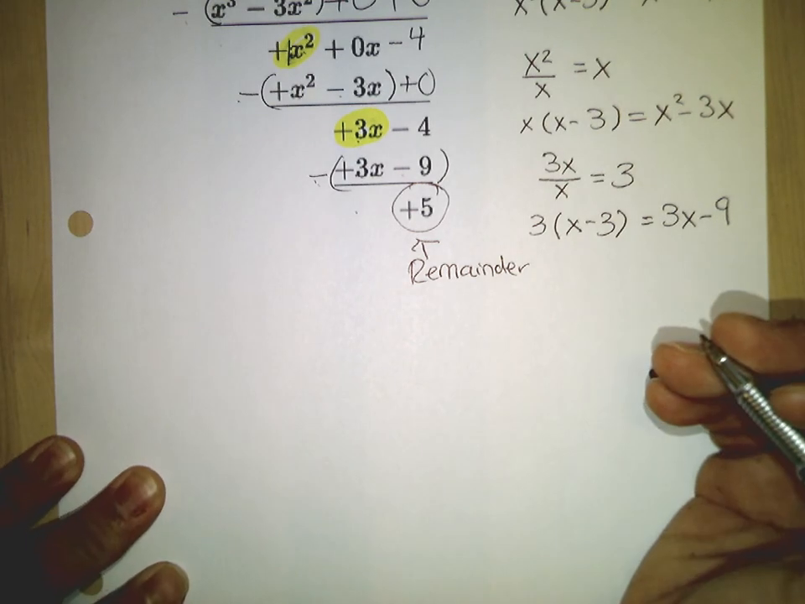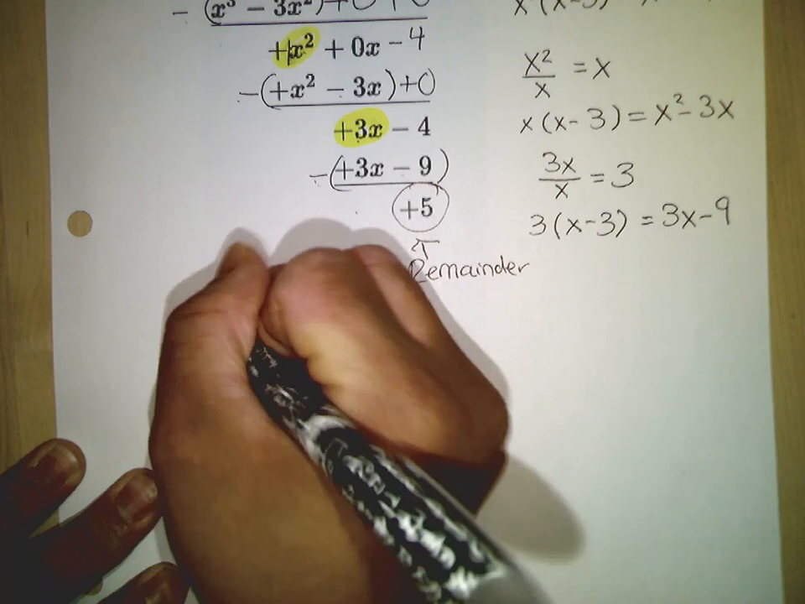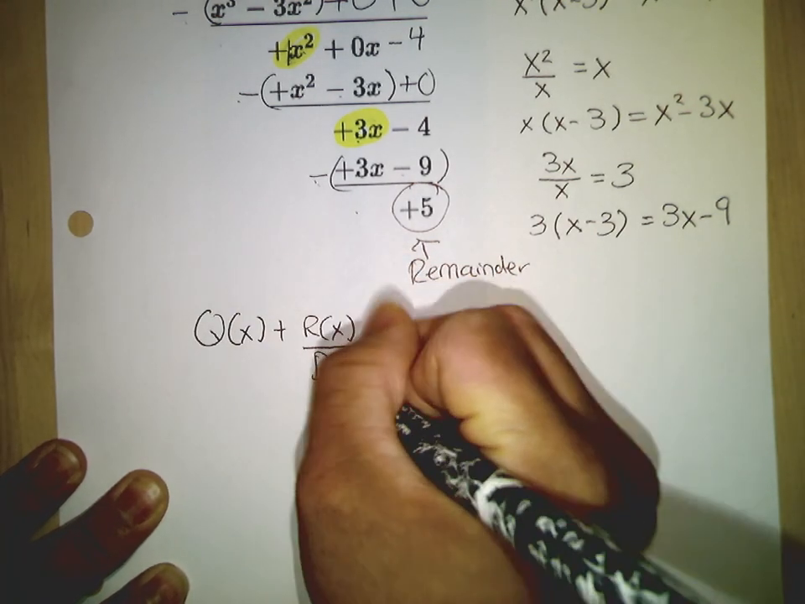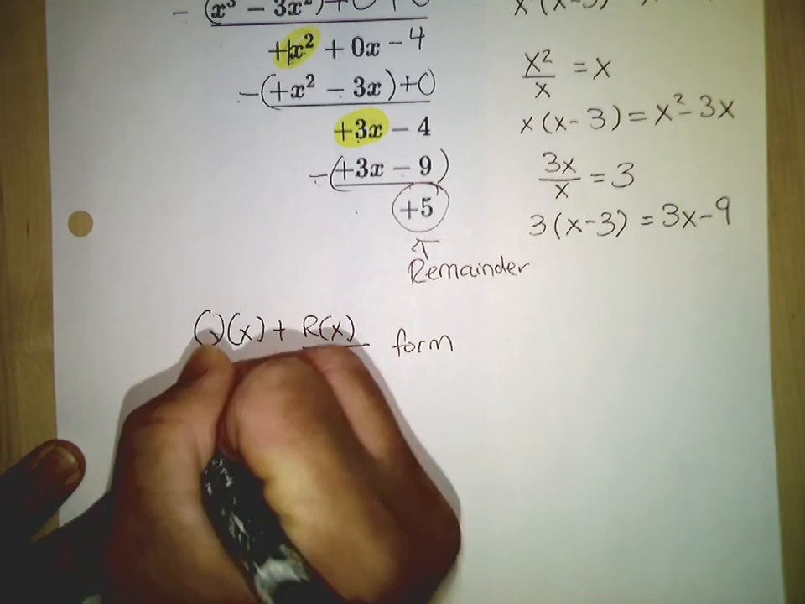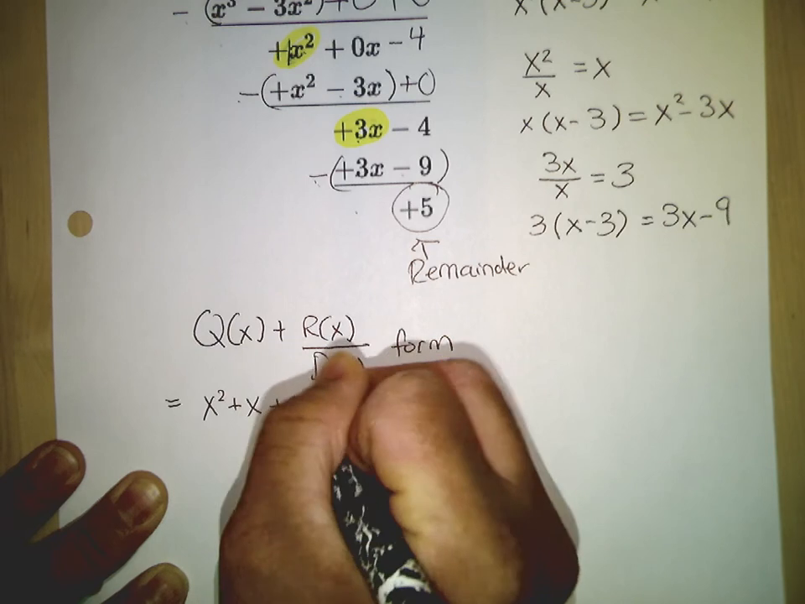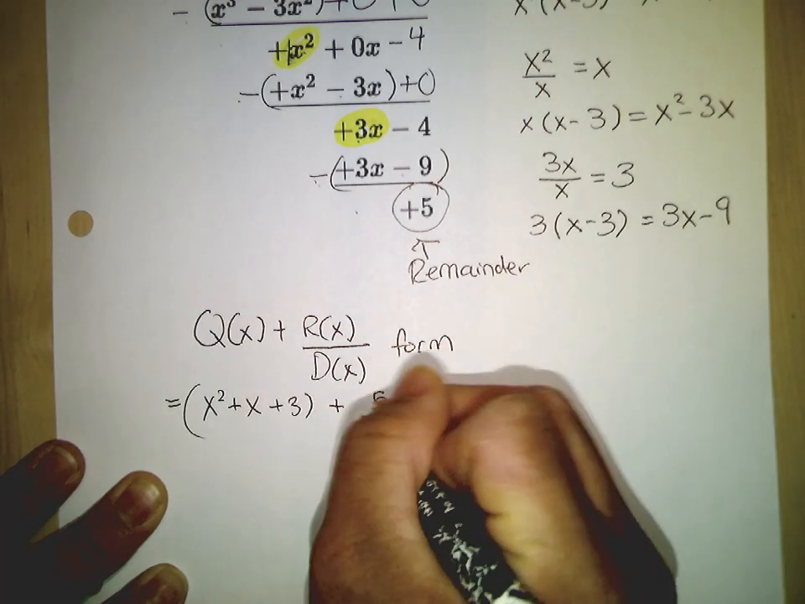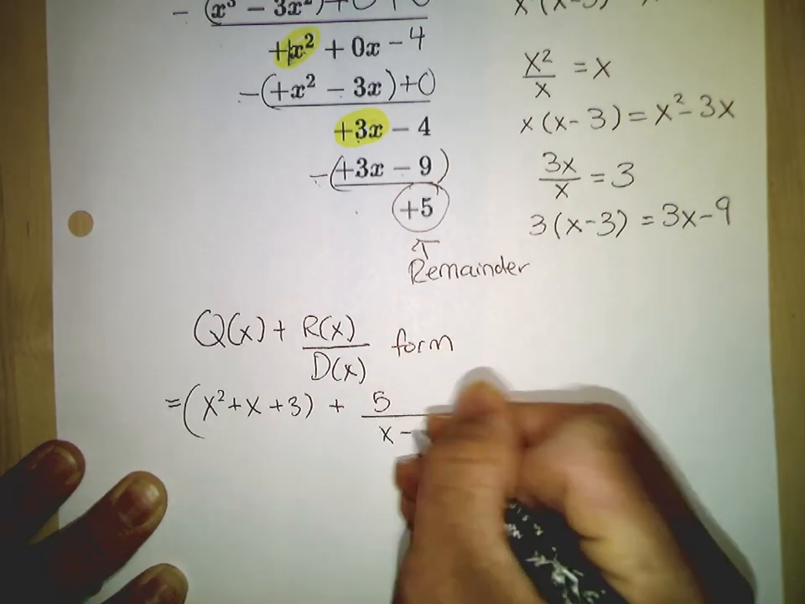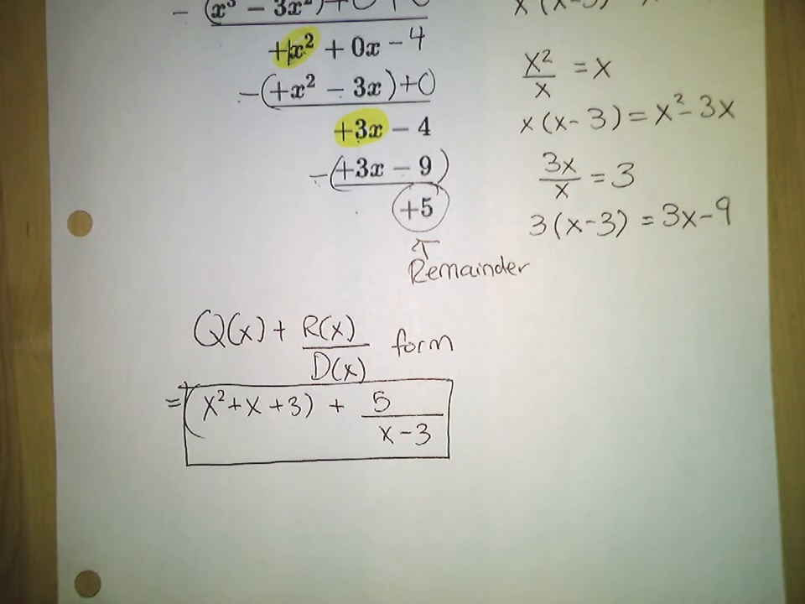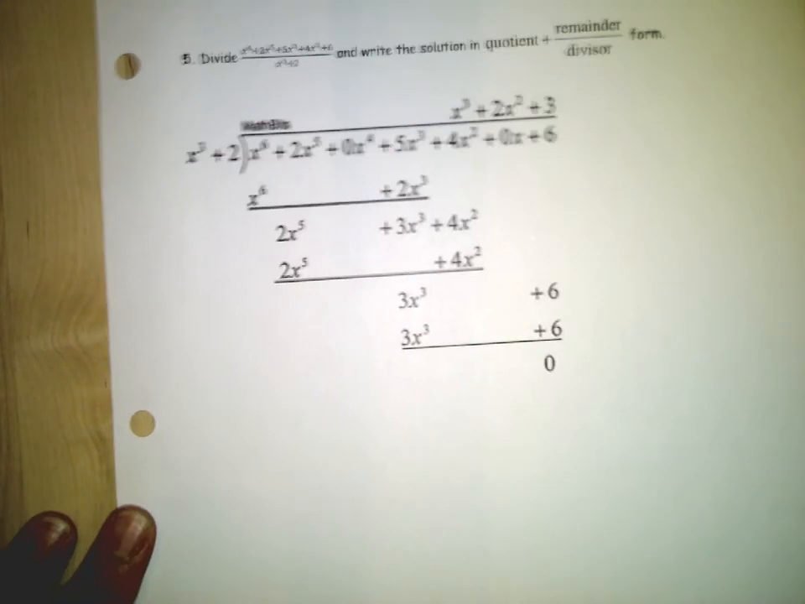But in any case, if we wanted to write this in the quotient q of x plus remainder r of x over divisor d of x form, then the q of x would be x squared plus x plus 3 plus the remainder 5 over the divisor x minus 3. There you go. So that is the form that was requested for this example here. So now let's try another example here.